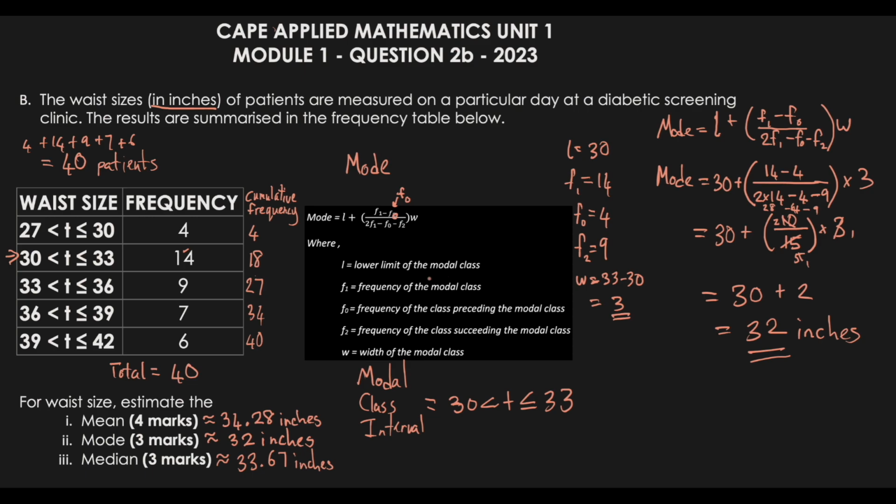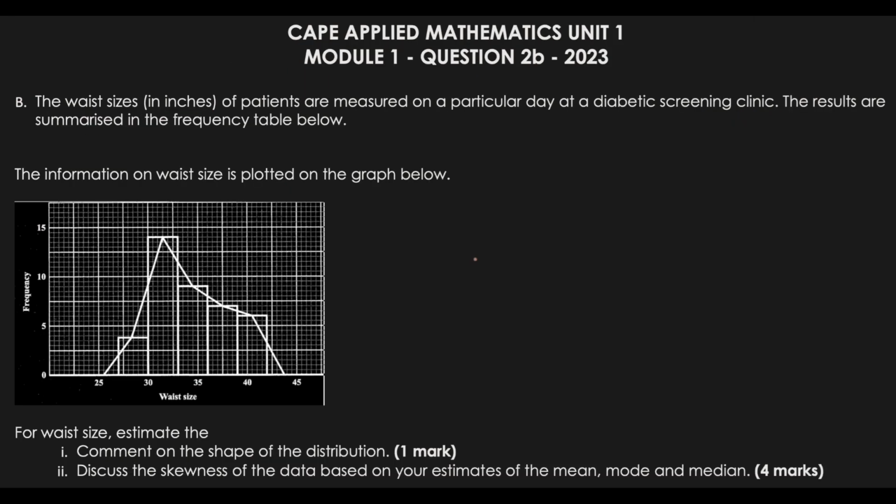And so in essence, these are our values that measure the central tendency of this particular data that we looked at. Earlier we had to state the advantages of these central tendencies. Now we have to do the calculations of them. So this part of the question continues what we were looking at from the previous part. However, in this instance, it's asking us to comment on the shape of the distribution, and then discuss the skewness of the data based on the estimates that we got in the previous question.